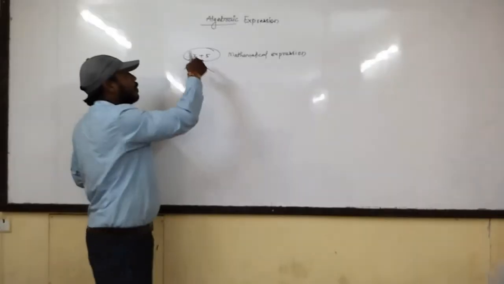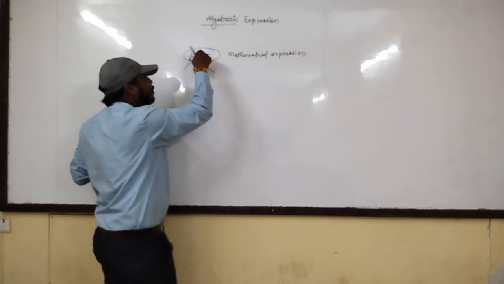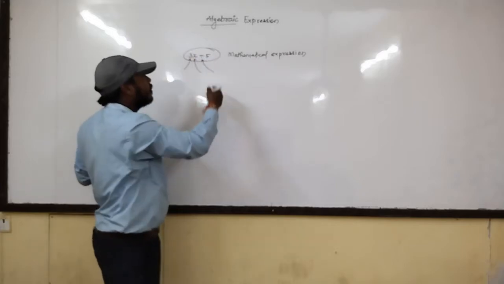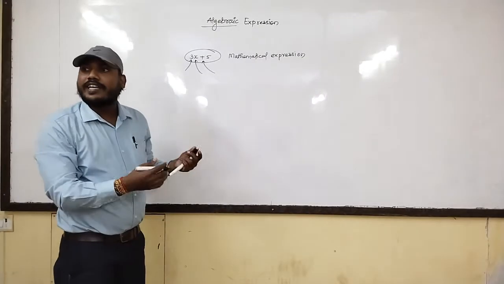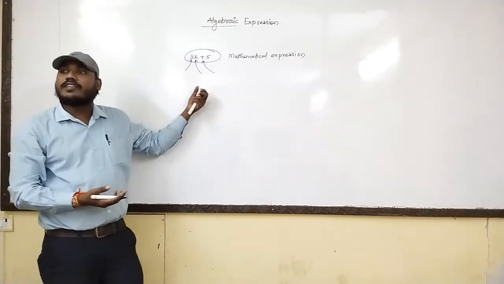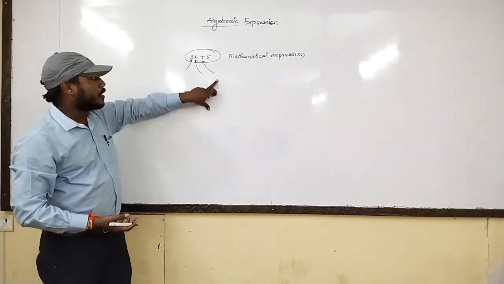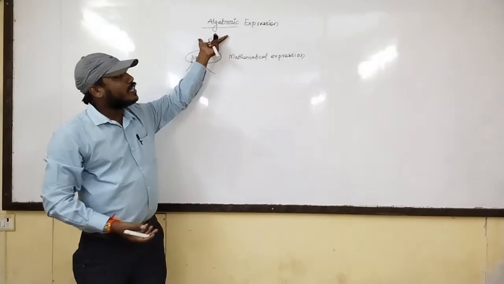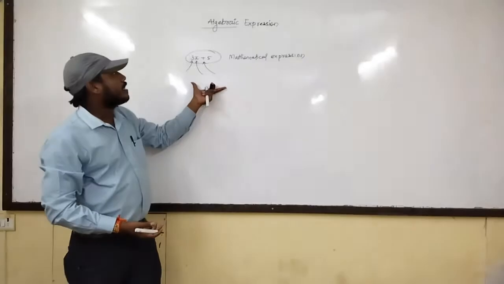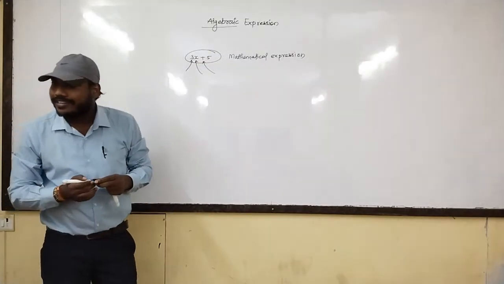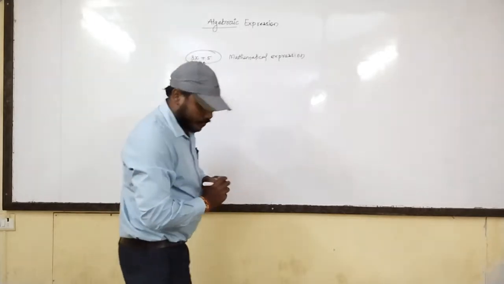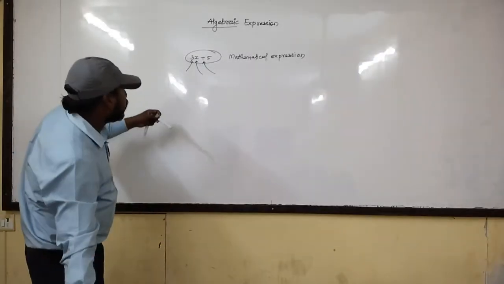Understood? Very simple. Say I have written 3x plus 4 plus 5. Whenever we get such an expression with some numbers, that is also known as an algebraic expression. So we can say that this is nothing but an algebraic expression. Is it clear? Understood? Yes. Okay.